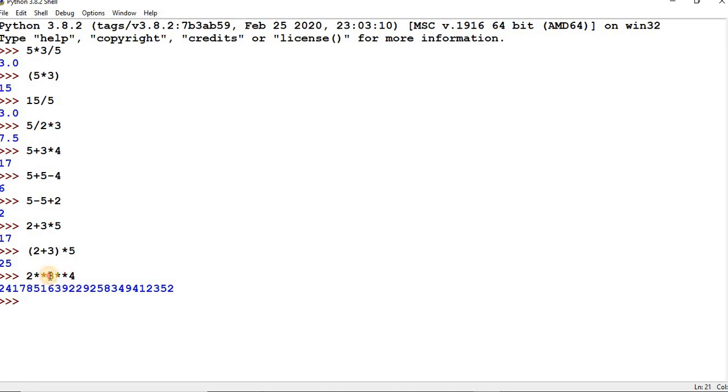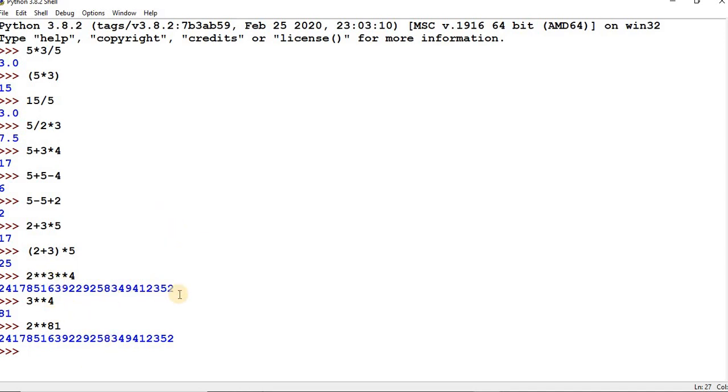Because there are two exponent operators used in this expression, first 3 to the power 4 will be evaluated, and that value is the power of 2. So 3 to the power 4, you will get 81. And 2 to the power 81, you will get the same result.